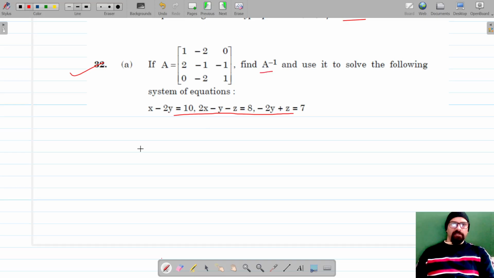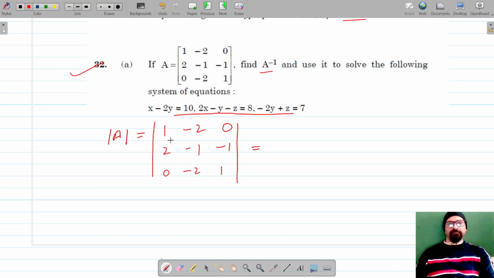So first of all, let's check whether A inverse exists or not. So we are going to find the determinant of A. And to find the determinant of A, let's expand it along row R1. So this is row R1. This is 1 into, I'm going to pick up the first element 1 and remove the row and the column for this.